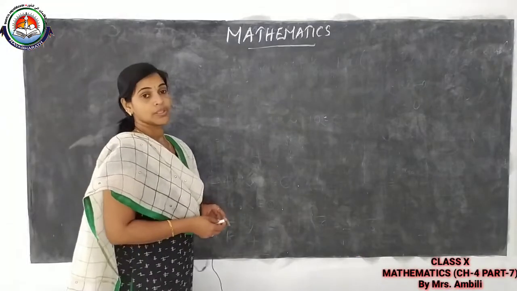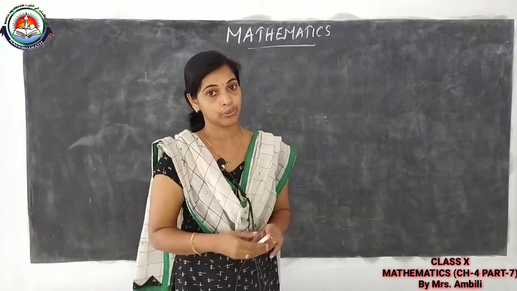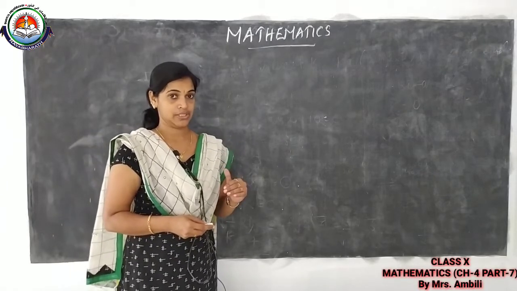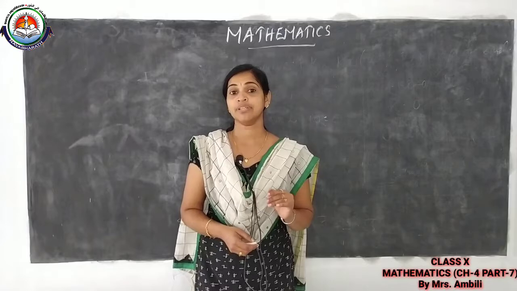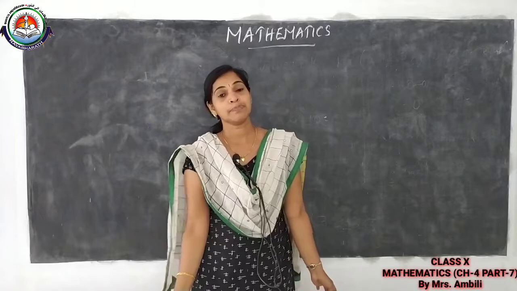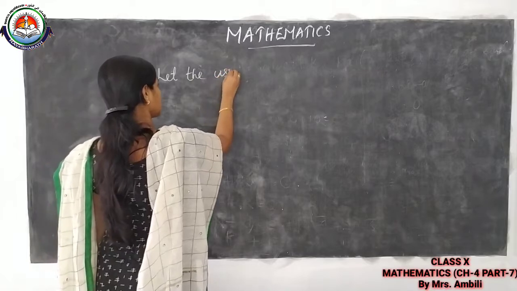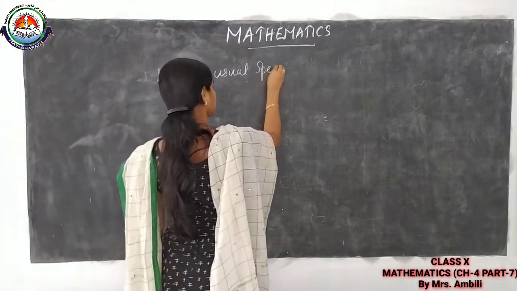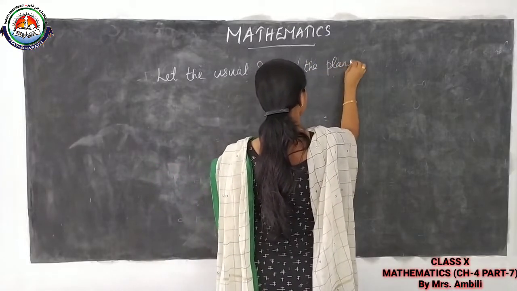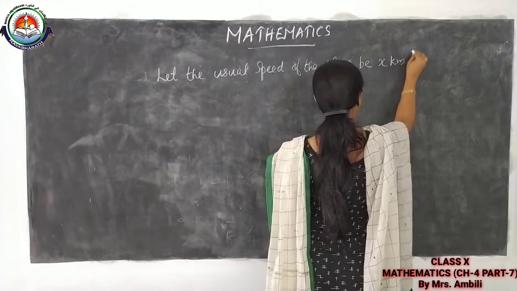Here it is given that a plane left 30 minutes later than its scheduled time. 30 minutes means half an hour. So it is half an hour later than its scheduled time. So let the usual speed of the plane be x kilometer per hour.